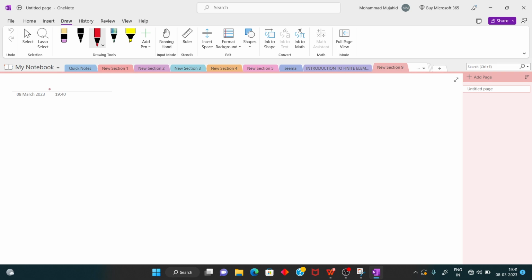Hi friends, now let us discuss the efficiency of the screw jack. The efficiency of a screw jack is defined as the ratio between the ideal effort, that is the effort required to move the load neglecting friction, to the actual effort, that is the effort required to move the load taking friction into account.